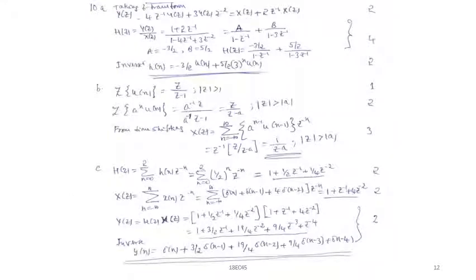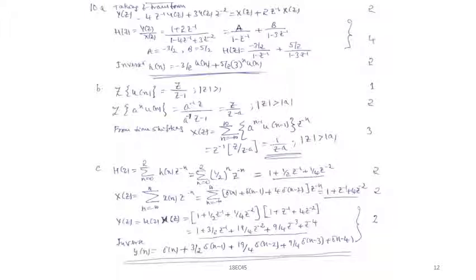The second problem is, your difference equation is given. You have to find out the impulse response. To find the impulse response, I need to find out the transfer function first. To find the transfer function, I take the Z transform of the given equation.